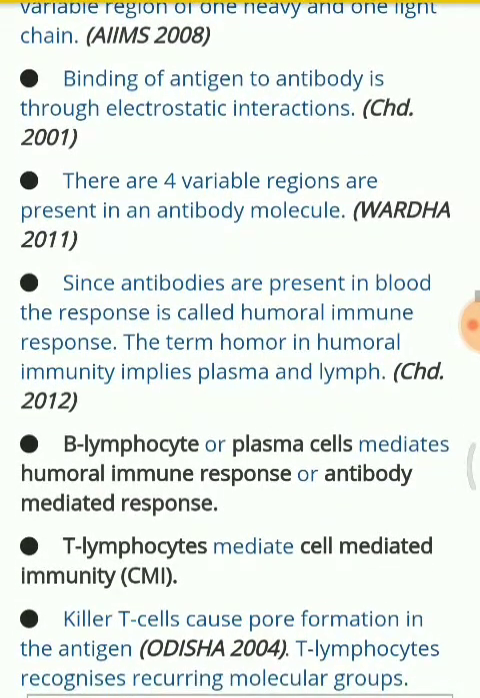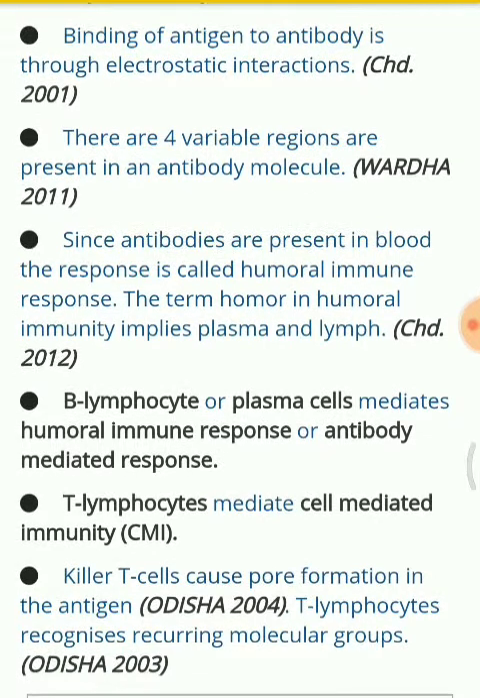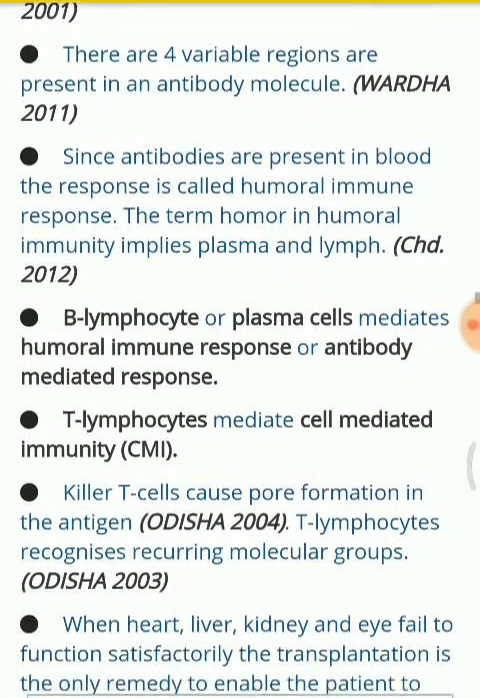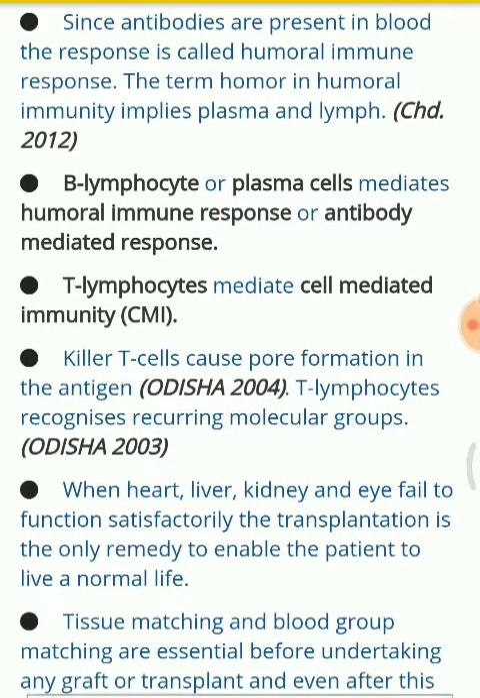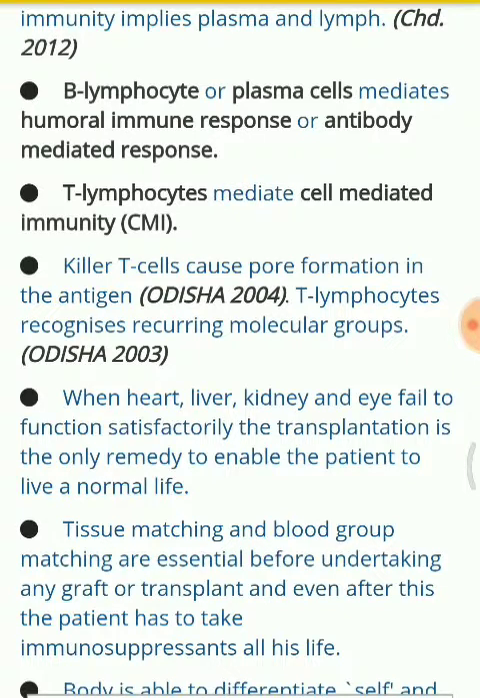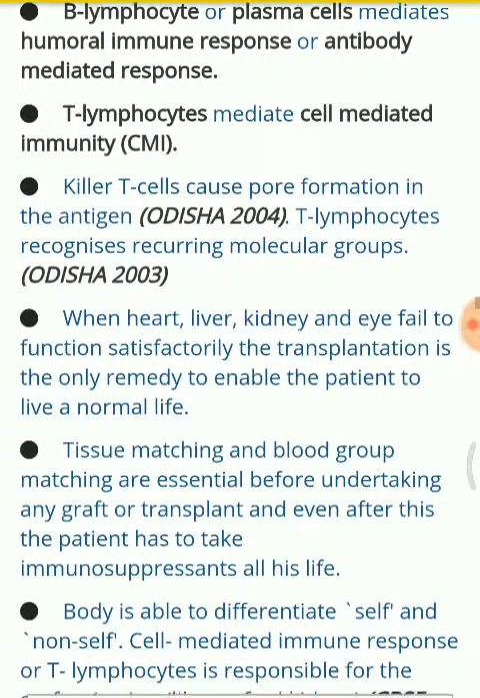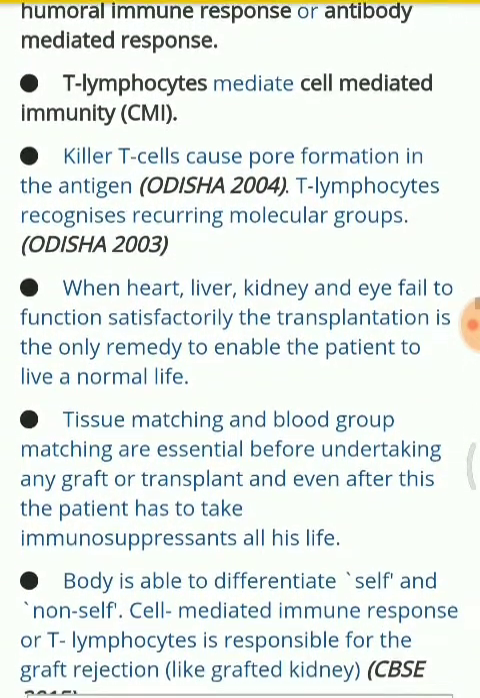The term humor in humoral immune response implies plasma. B lymphocytes or plasma cells mediate the humoral immune response, or antibody mediated response. T lymphocytes mediate cell mediated immunity (CMI). Killer T cells cause pore formation in the antigen. T lymphocytes recognize recurring molecular groups.